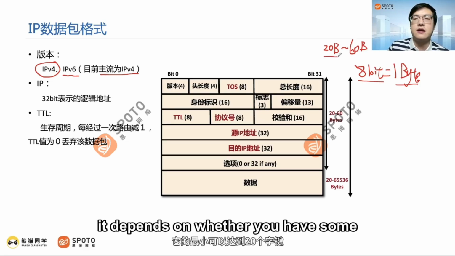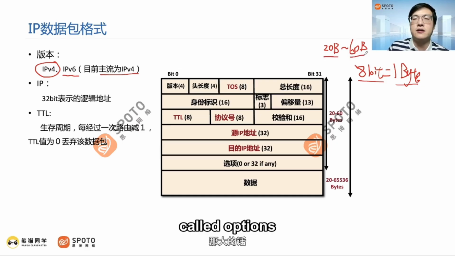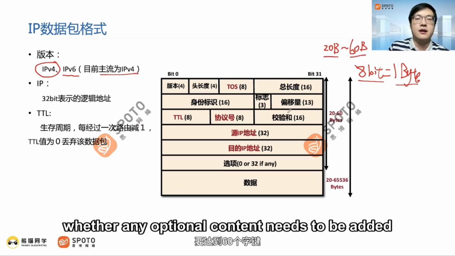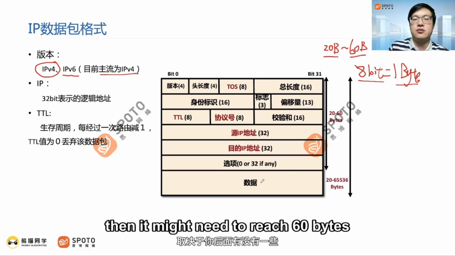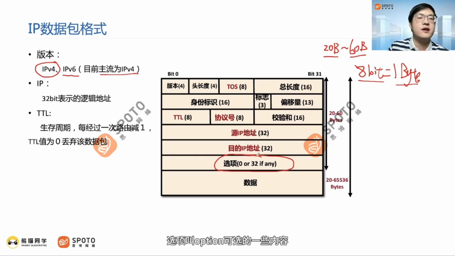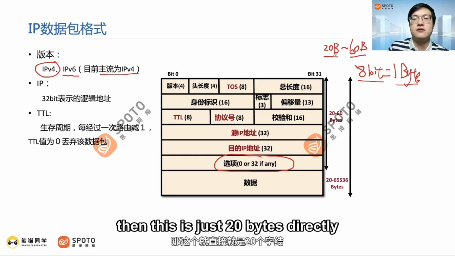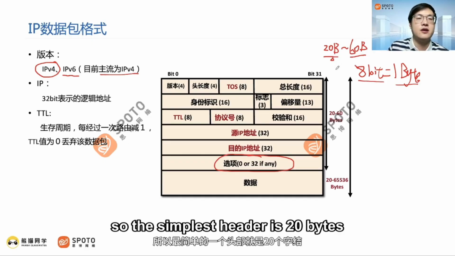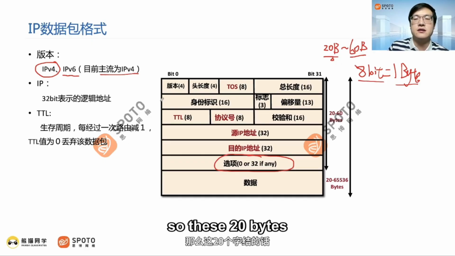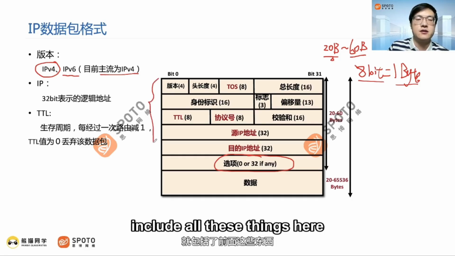What does this depend on? It depends on whether there are options. Options are optional; if you add them, the header might need to reach 60 bytes. If you don't have them, then it is just 20 bytes directly. So the simplest header is 20 bytes.